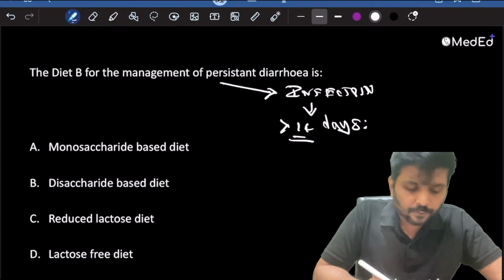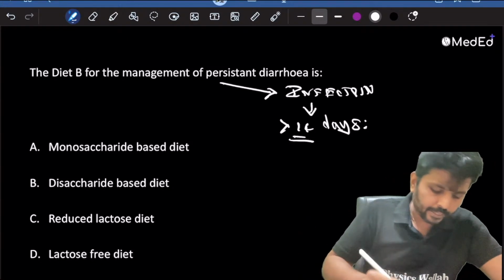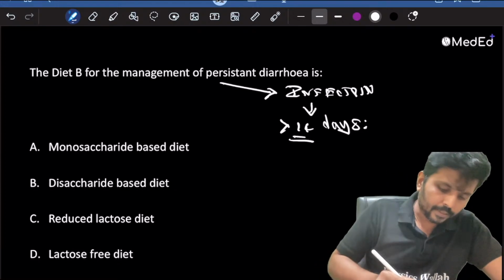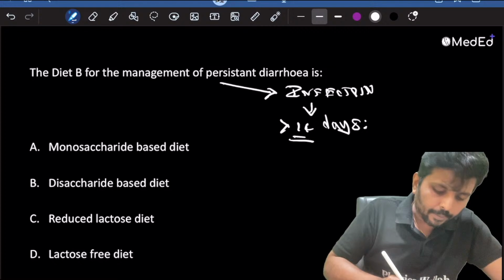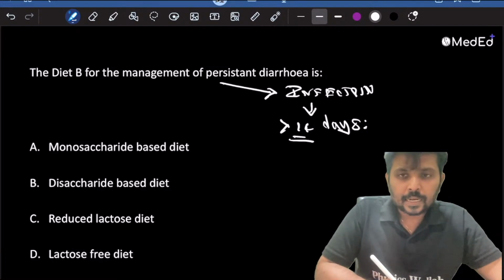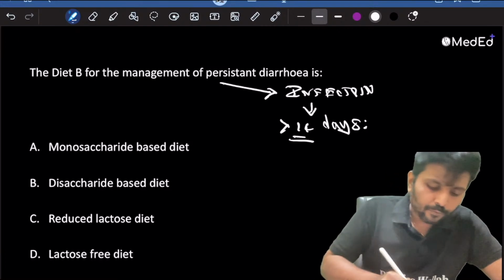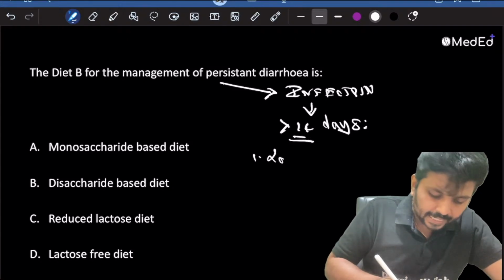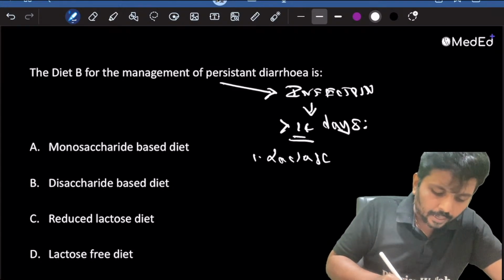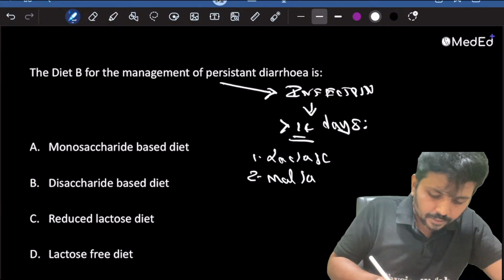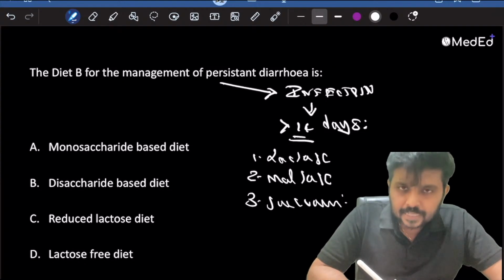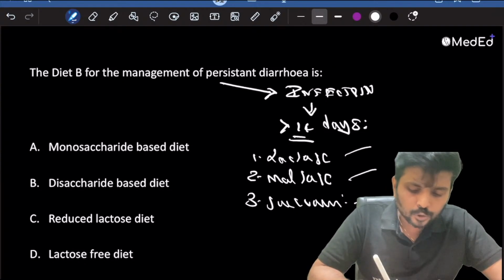Right. Lasts for more than 14 days. Then what is the treatment? Remember, persistence of diarrhea for more than 14 days means the child has lost what? Lactase enzyme, or it can be due to maltase or sucrase enzymes. These are brush border enzymes which digest and absorb lactose, maltose, sucrose.